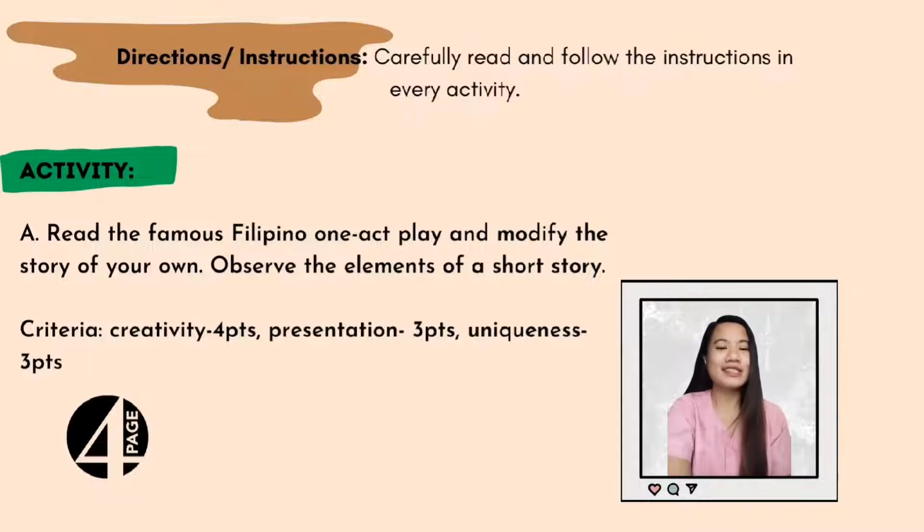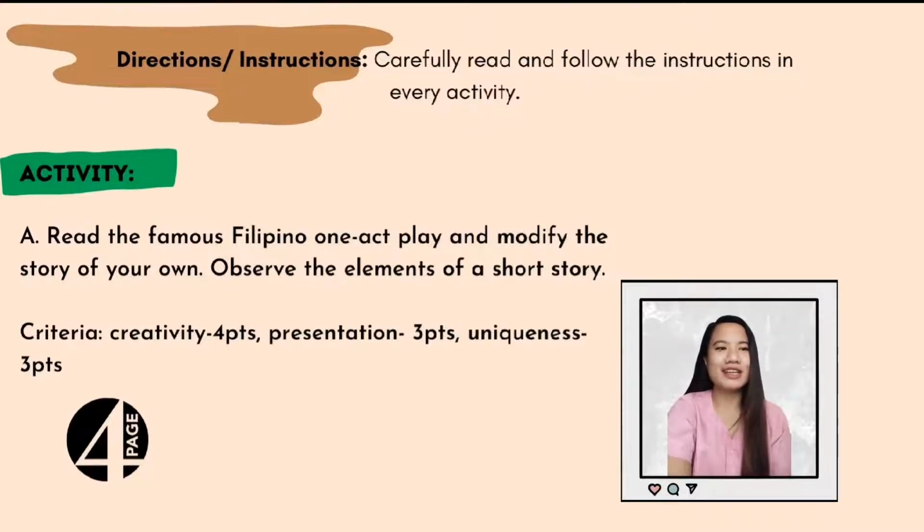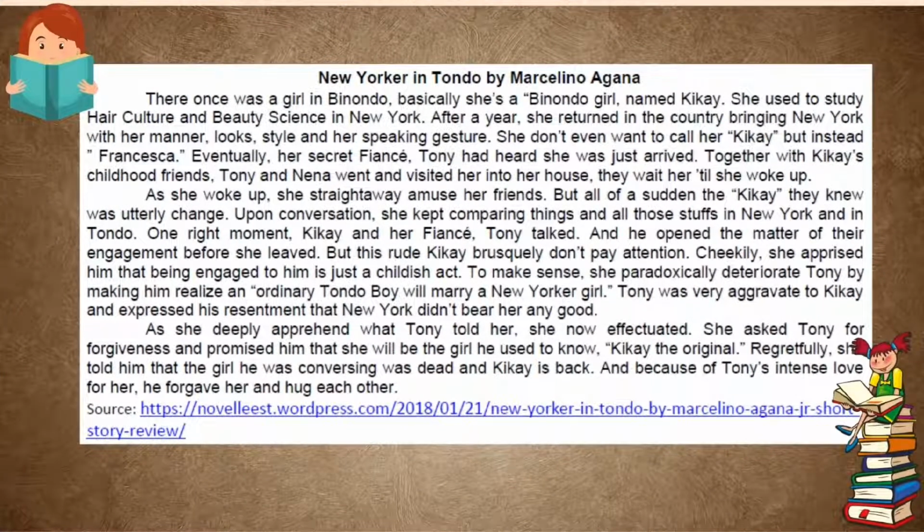For the first activity, Activity A on page 4, read the famous Filipino one-act play entitled New Yorker in Tondo by Marcelino Agana and modify the story on your own. Observe the elements of a short story and make sure you follow all the instructions, okay? For the first activity, make sure you read it carefully and understand the short story.